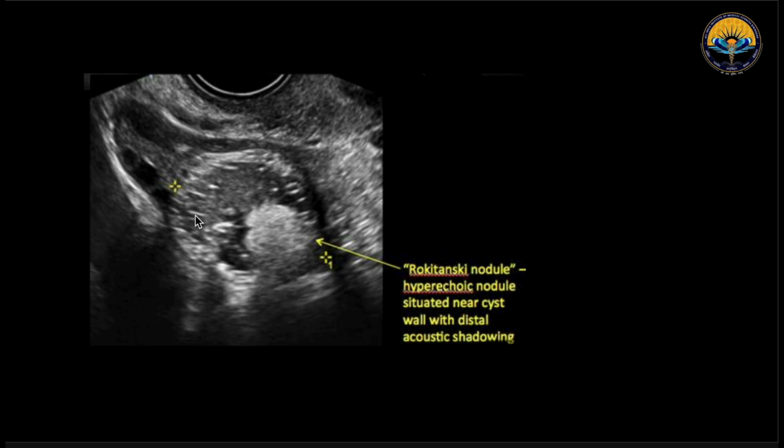Then one more interesting case for you. This is the ovary of the patient. We can see normal small anechoic follicles in the patient, but there is a big lesion here, and this is a somewhat isoechoic to hyperechoic mixed lesion, and there is some hyperechogenicity here, and behind that we can see shadowing, and that would suggest there is some calcification here. This is a Rokitansky nodule, which is a hyperechoic nodule, and behind it, because there is calcification, we can see posterior shadowing. So this is suggestive of a dermoid cyst in the ovary.